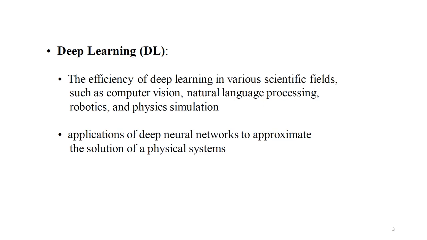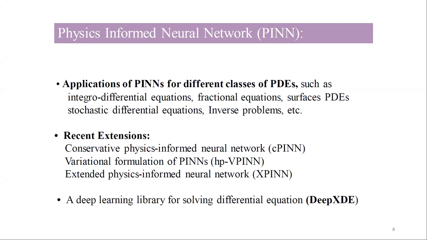As you know, the efficiency of deep learning has been shown in various scientific fields such as computer vision, natural language processing, robotics, and physics simulation. One effective application of deep neural networks is to approximate the solution of physical systems. The idea of using neural networks for solving partial differential equations was first studied by researchers around 1990. And then after that, in 2019, Raissi introduced physics-informed neural networks to solve differential equations in which the underlying PDE and also boundary conditions are enforced through the minimization of a loss function.